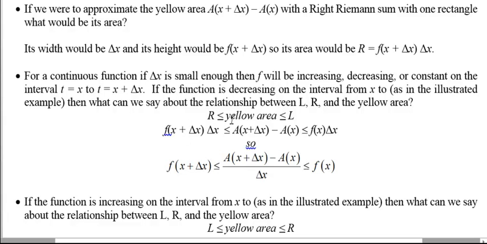So it'll be right, then the yellow area, then the left. So we get this inequality. Now divide all three parts by delta x, and we get A(x + delta x) minus A(x) over delta x, which is the difference quotient there, is going to be greater than f(x + delta x) and less than f(x).